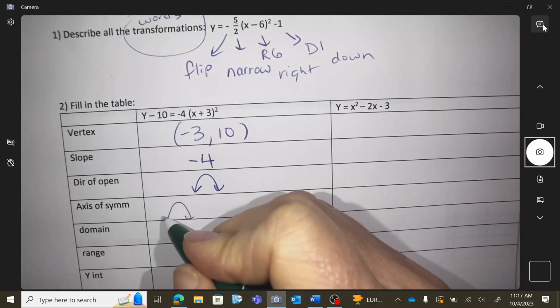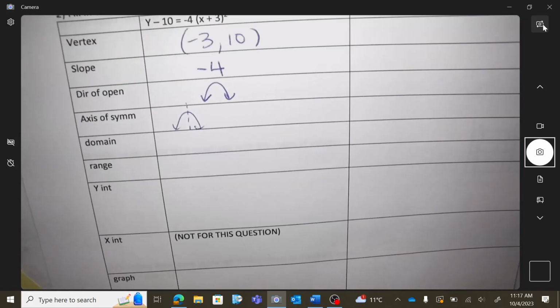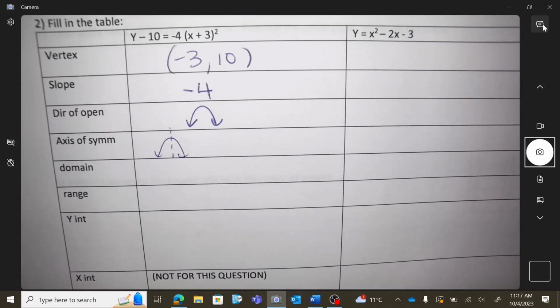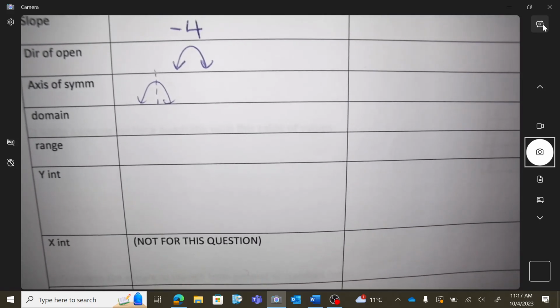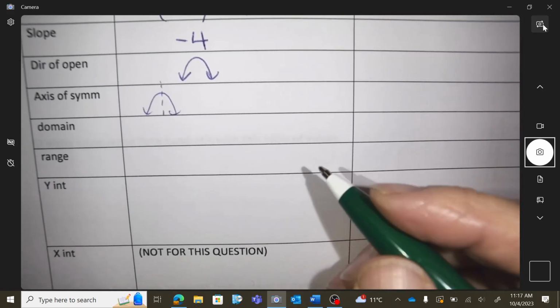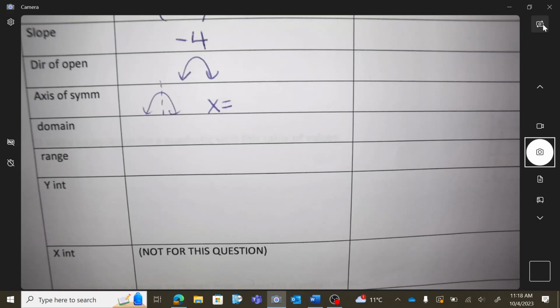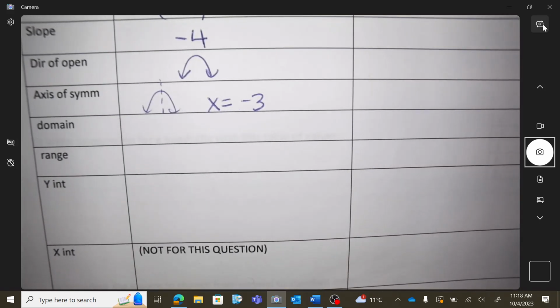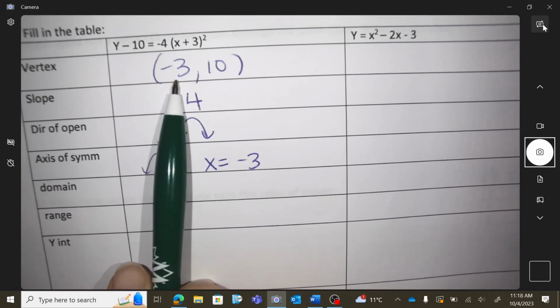Axis of symmetry, what is that? That's the line that you can cut it with. How do you create a line that goes up and down? How do you graph a vertical line? x equals. Graphing vertical lines are just x's. And which x value would you like to cut through? -3. And where did I find it? I found it on the x of the vertex.